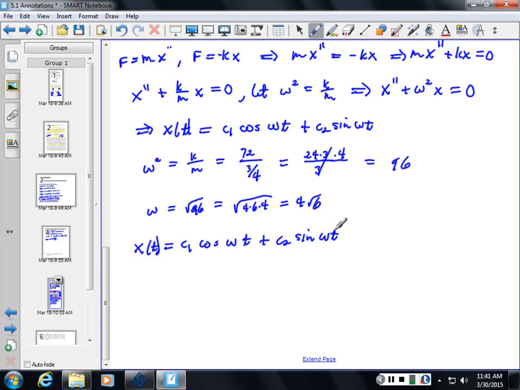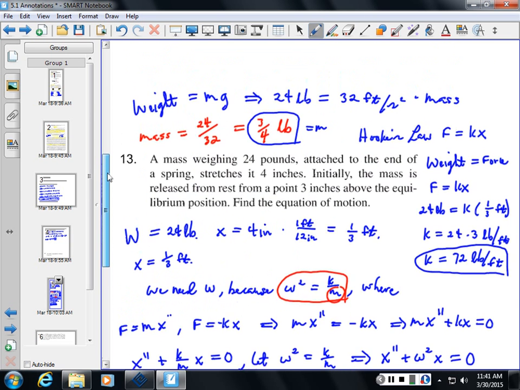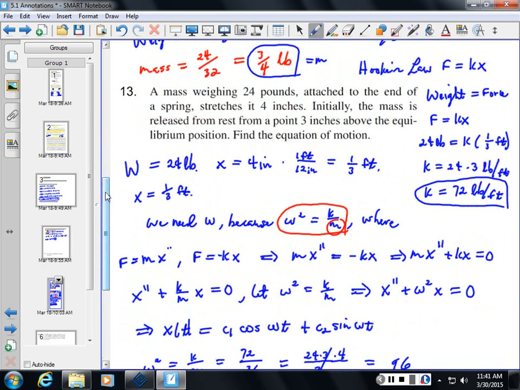So we have that. Replace the omega with 4 square root of 6. So x of t is c sub 1 cosine 4 square root of 6 t plus c sub 2 times sine of 4 square root of 6 t. Now we still have to solve for c sub 1 and c sub 2. Let's go back to the problem. Look at the next sentence.